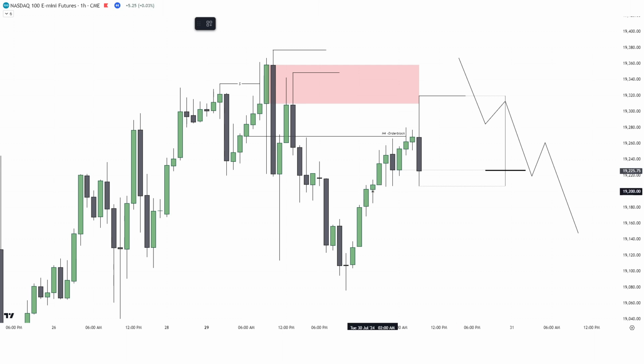Now we can identify a draw on liquidity, and we can see here a draw on liquidity could be right here, which is this 2 a.m. candlestick, which is this London session low, as well as we can identify the draw on liquidity down here as this Asia session low, right?